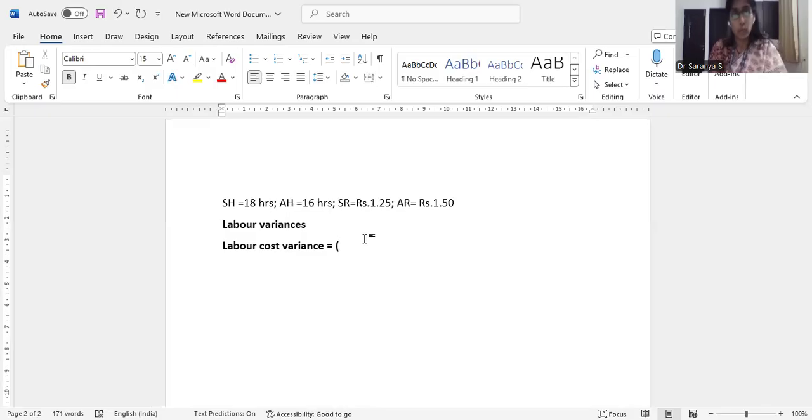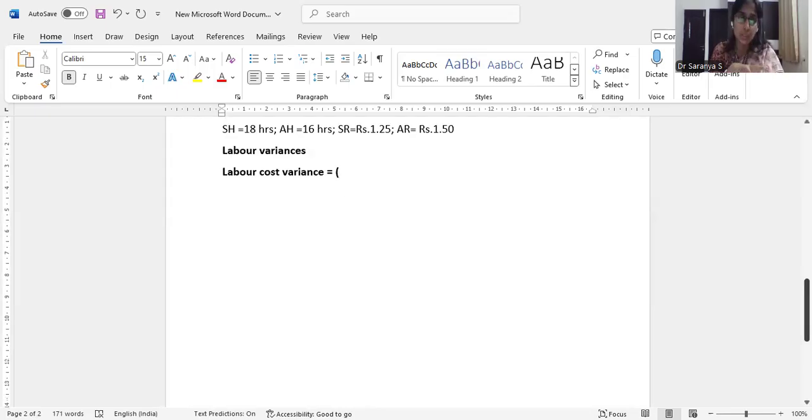So here the formula. We are going to have four variables: SH, standard hours; AH, actual hours; SR, standard rate; and AR, actual rate. So here we will start. There it was SQ into SC. Here it is SH into SR minus AH into AR. After writing the formula, we just have to apply.